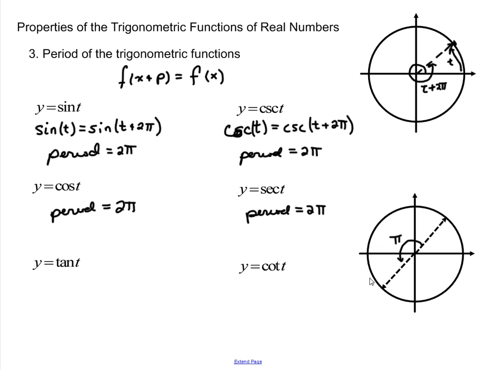Recall that all of the trigonometric functions are positive in the first quadrant. Tangent and cotangent, by the way, are positive in the first and third quadrants. Then we would say that the tangent of an angle t is equal to the tangent of that angle plus pi. So tangent and cotangent are the only kind of oddballs when it comes to period. The period in both of those cases is equal to pi.